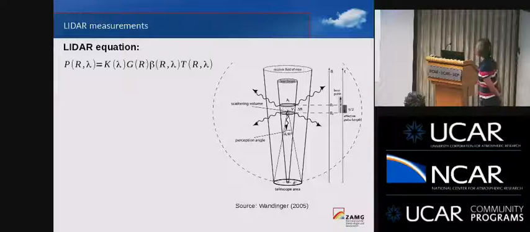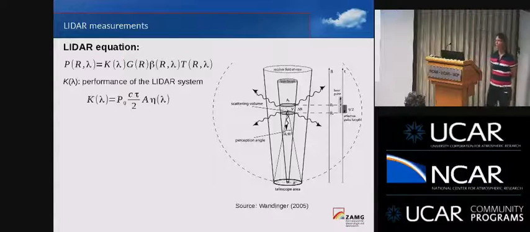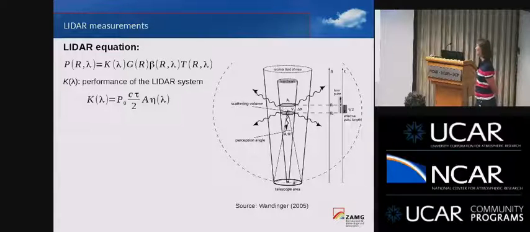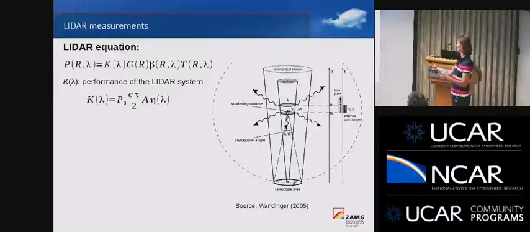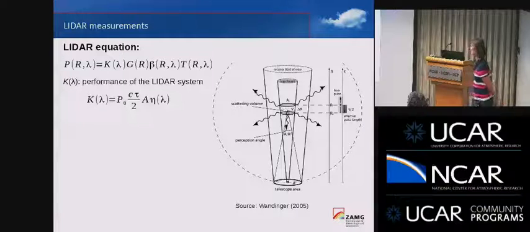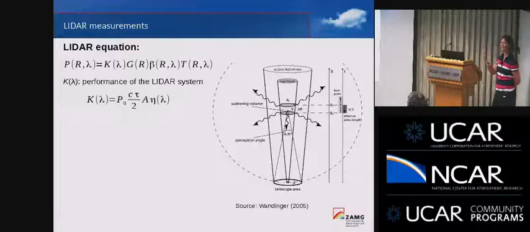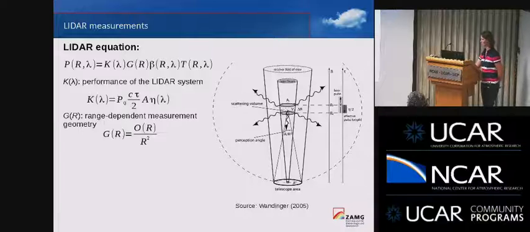The factor K describes the performance of the LiDAR system, which is a function of the signal originally transmitted. It's a function of the length of the laser pulse, the speed of light, and the telescope area, so how big the telescope is, and the efficiency of the telescope. This factor K only depends on the LiDAR instrument itself, so there is no physical modeling about it. It's just the instrument itself.